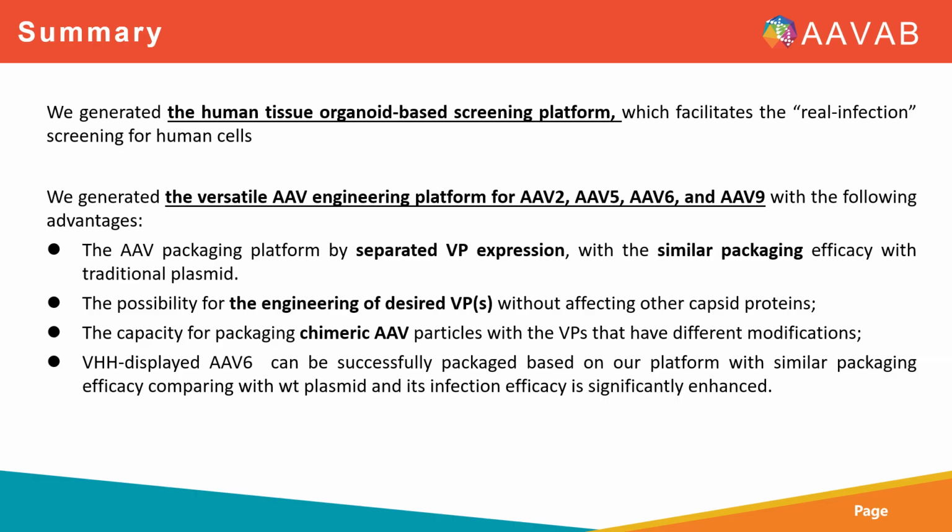In summary, we generated a human tissue organoid-based screening platform to get AAV vectors which really infect human cells, and a capsid engineering platform with advantages such as allowing modification of VP proteins independently, to get AAVs with large protein insertions or with chimeric VPs for different functions. And the enhanced targeting efficacy was verified by displaying the VHH on the surface of AAV6.